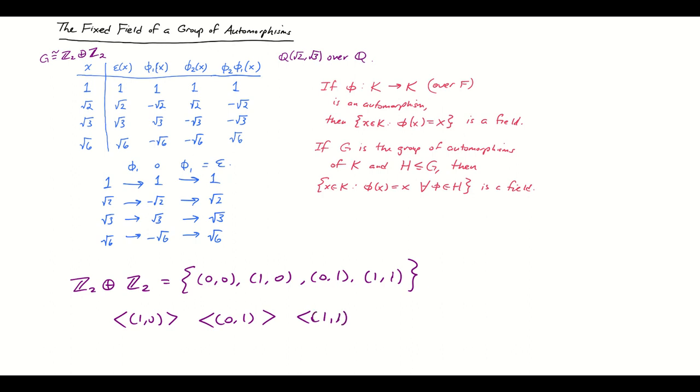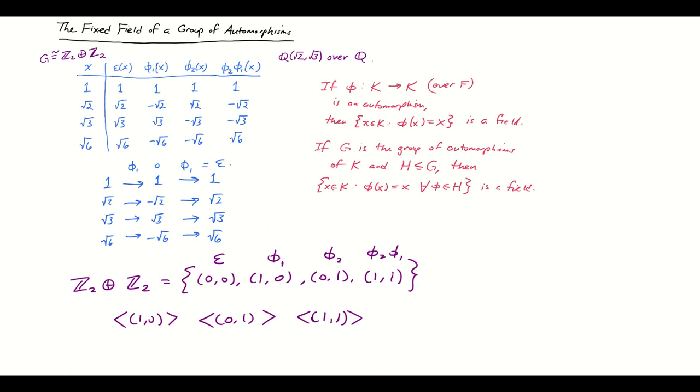Now I wasn't totally clear about which of these elements here corresponds to which automorphism up here. We could just go ahead and arbitrarily assign this to be phi 1. This is the identity, so it needs to be epsilon. Call this phi 2, and then this is phi 2 composed with phi 1, and that works out because (1, 1) is the sum of (1, 0) and (0, 1). So it's the composition of these two elements. Okay, so we have a nice analogous thing going on between these and these.